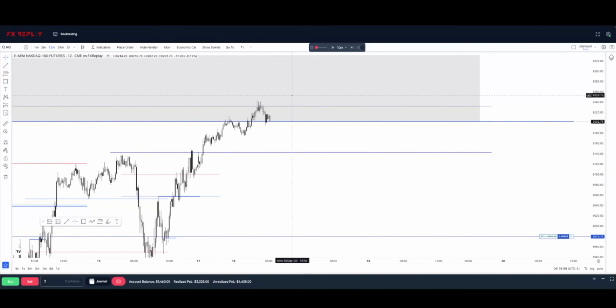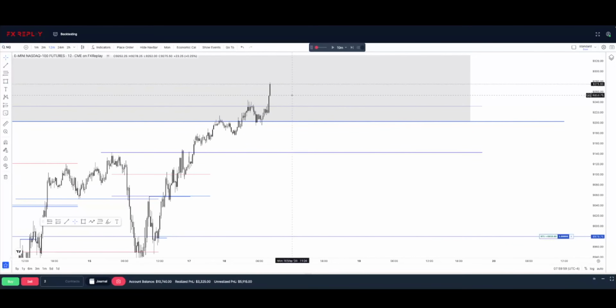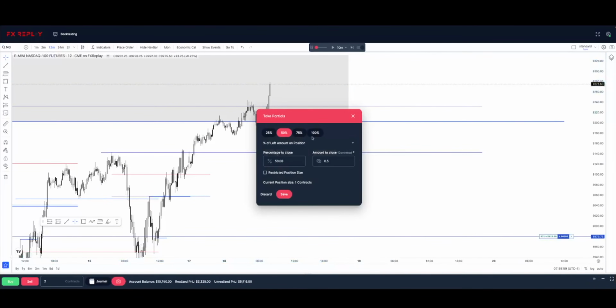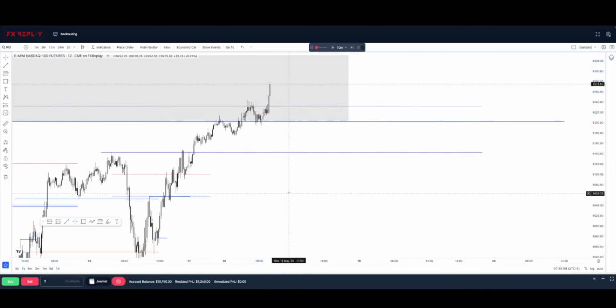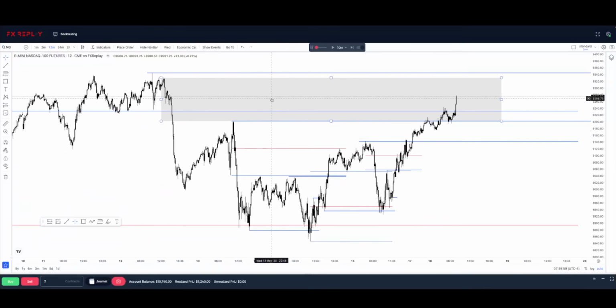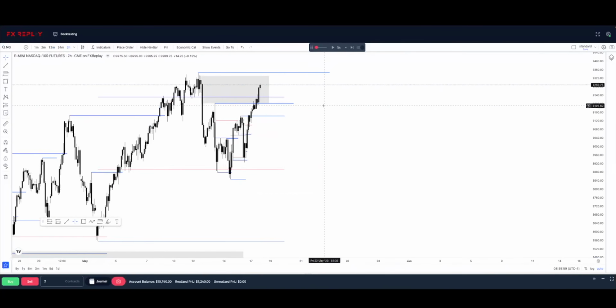Little pullback. See if we can continue up, push through with closure. Okay, now this right here is a perfect place to take profit. If you take profit here and it goes higher and you feel like you're leaving stuff on the table, then you've got to get that worked out because that's an amazing trade right there. And let's see if it does complete the cycle anyways.